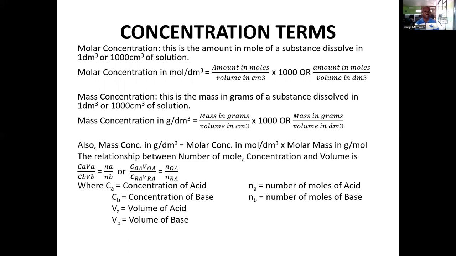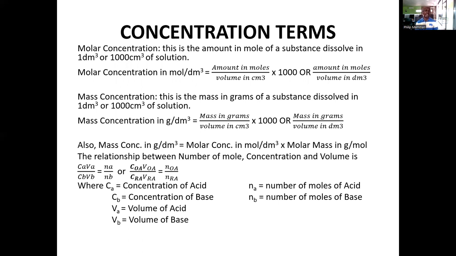Now, what about mass concentration? This is the mass of a substance in grams dissolved in 1 dm³ or 1,000 centimeter cube of solution. Mass concentration is calculated using the formula mass in grams over volume in centimeter cube multiplied by 1,000, or mass in grams over volume in decimeter cube. Remember I said earlier, the essence of multiplying by 1,000 is to convert from centimeter cube to decimeter cube. So if you have converted from centimeter cube to decimeter cube, there's no need to multiply by 1,000.